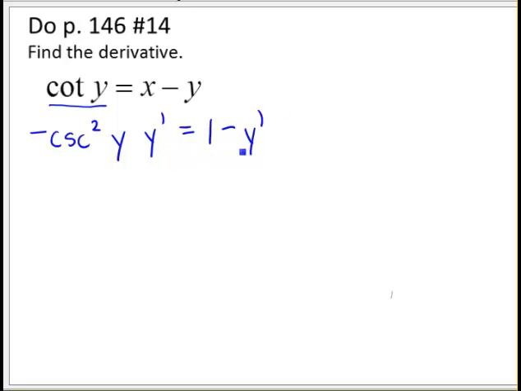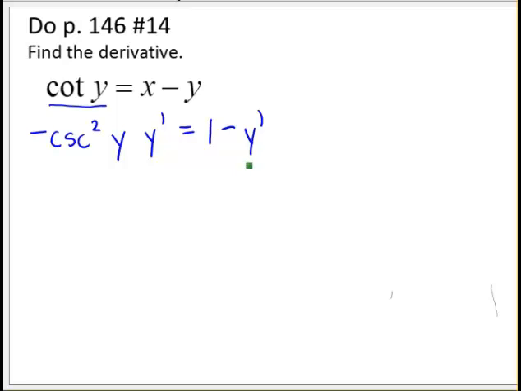So this actually looks pretty simple as we take this derivative. It may have seemed confusing, so I'm going to run through that. The derivative of cotangent is negative cosecant squared. Write what was after it, which was a y. Since it's not just an x, we have to remember to write a y prime. Equals the derivative of x is 1, and the derivative of y is 1, but it's not an x, so we have to put a y prime with it.